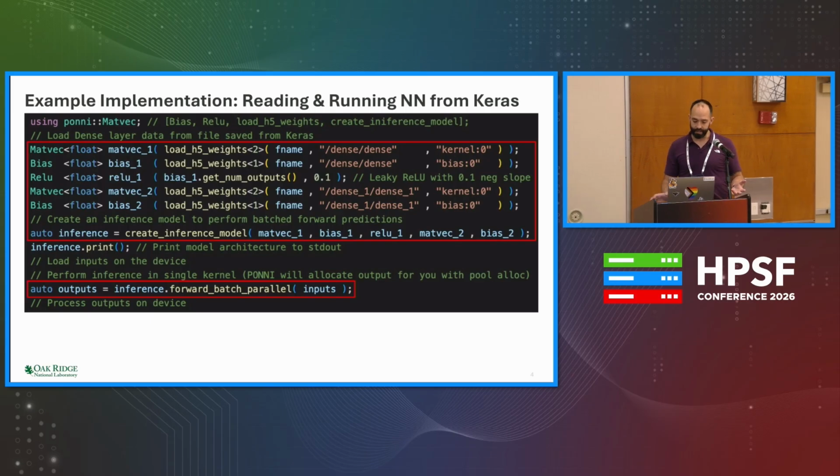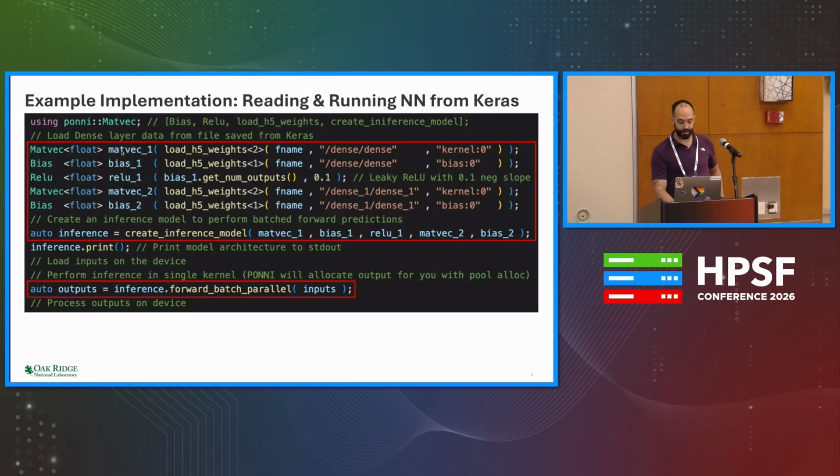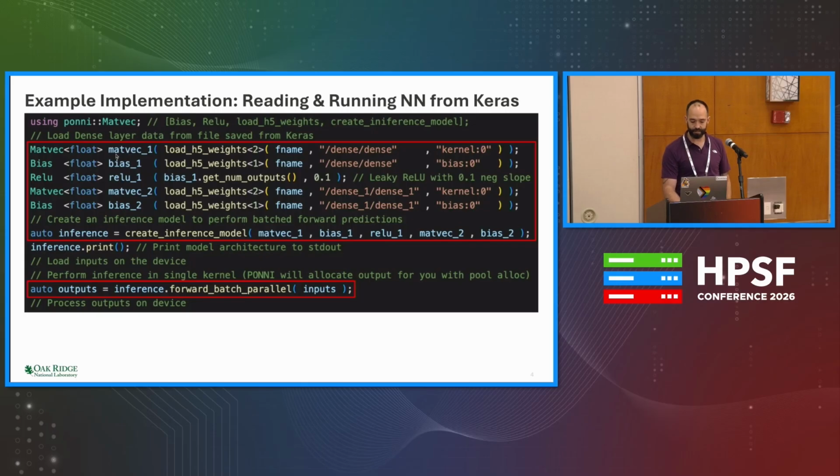So what does it actually look like in code? This top block here is defining the layers. We'll have your typical dense layer with a matrix vector multiplication, a bias. We'll have a ReLU activation with a 0.1 negative slope, so it's a leaky ReLU. And we're loading these weights in that were saved from a Keras file, so there is capability to conveniently bring in something that you saved from Keras or PyTorch. And then in this line down here, there's a convenience function that will construct the tuple and create your model for you. You can print some information about it, and then the inferencing done in a kernel on the device is just done in a single line, and then you can process your outputs from there.